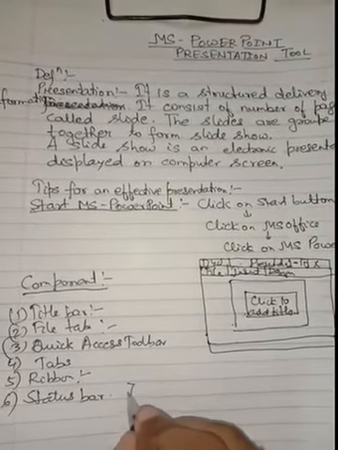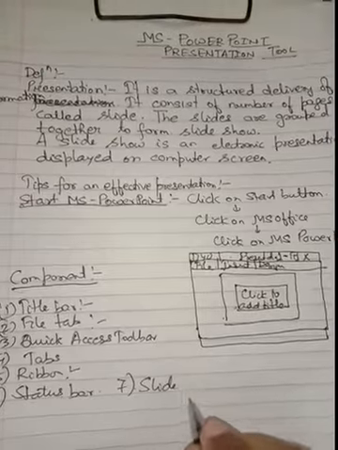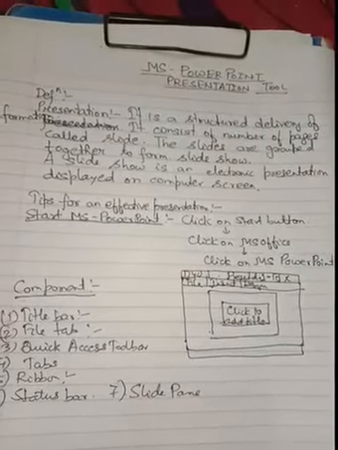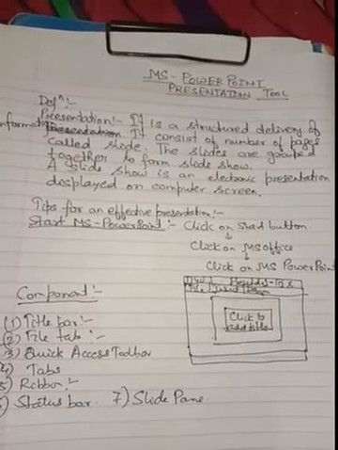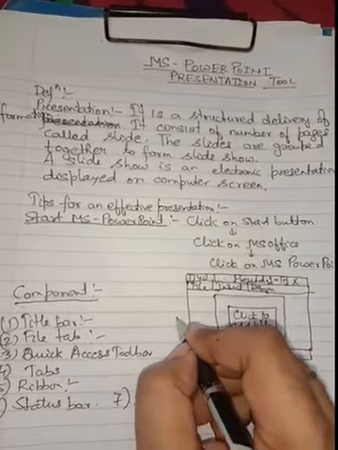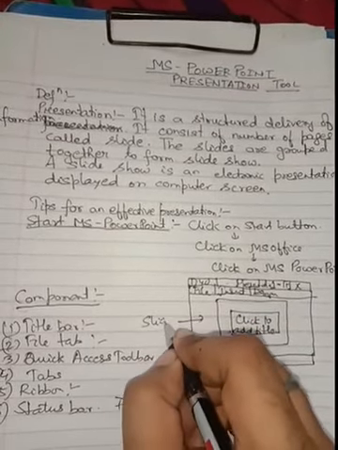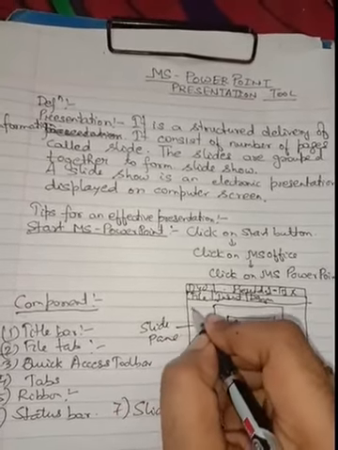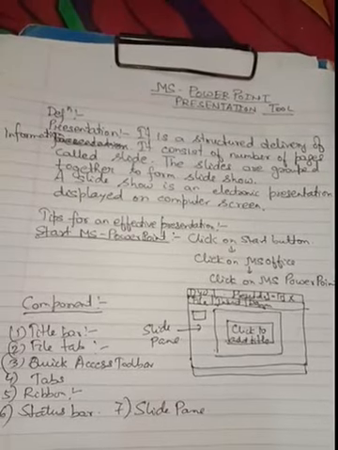Next we have the slide pane. What is the slide pane? It is on the left side of the window. It displays the outline view of all the slides. So this is the slide pane.